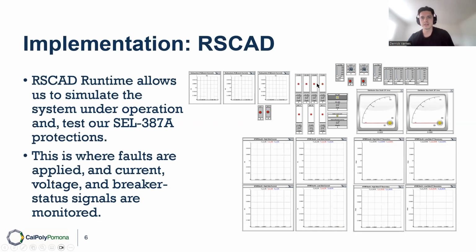These LEDs here are indicating the status of all the breakers in the system. And we can use these switches to manually control these breakers if we need to. These dials are how we explicitly state if we want line-to-line faults versus line-to-ground faults versus two-phase to ground faults, and so on and so forth.